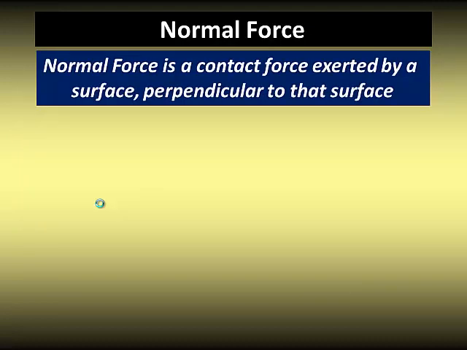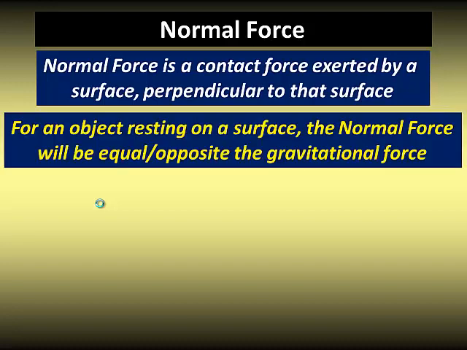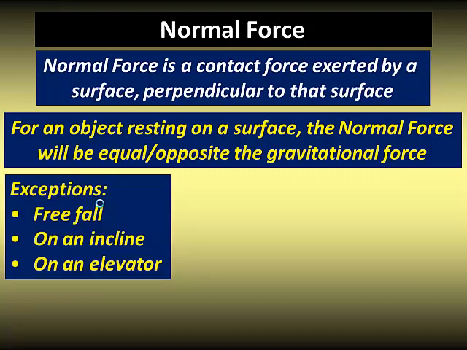Normal force is a contact force exerted by a surface perpendicular to that surface. For an object resting on a surface, the normal force will be equal and opposite to the gravitational force. So to get the normal force, it's going to be normal force equals Fg equals mg.